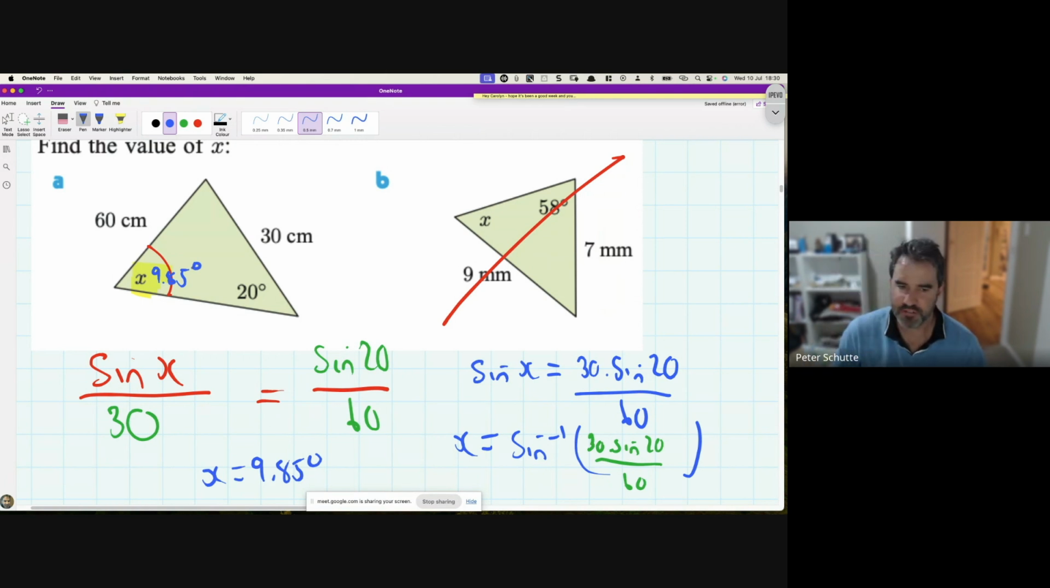Okay, give me a score out of 10 for how you find the angles using the sine rule. Give me a sense of this process out of 10.